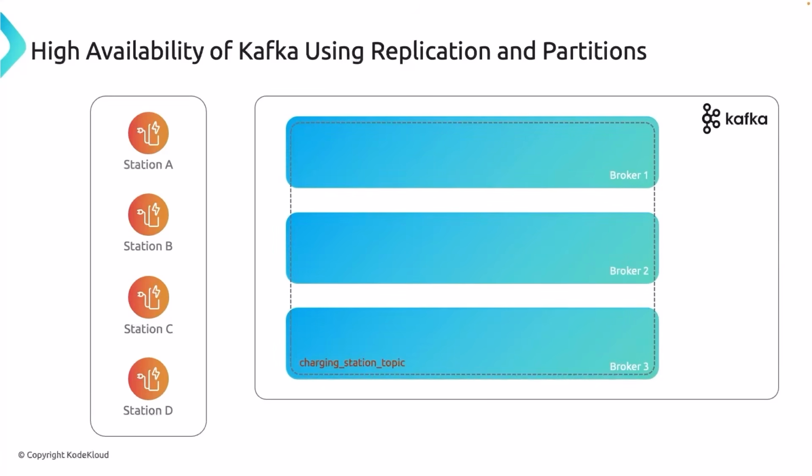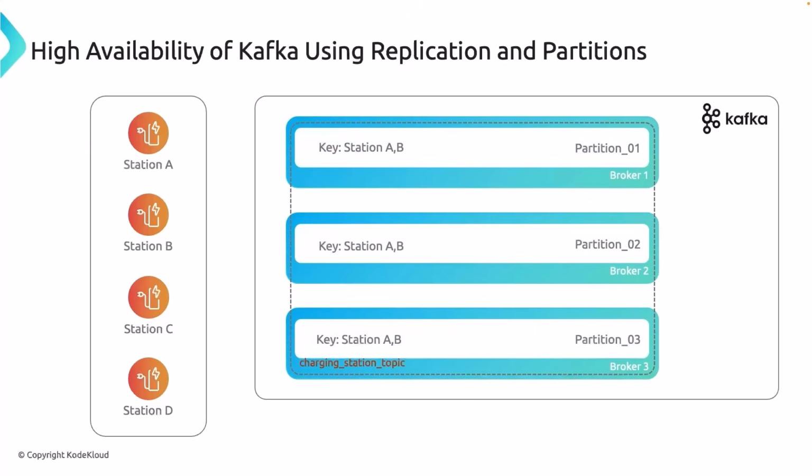Did you already observe how we are trying to visualize the topic? It is not on one broker. It is spread across different brokers. Then we have partition 01, partition 02, and partition 03 for this particular topic. So charging station topic has 3 partitions.